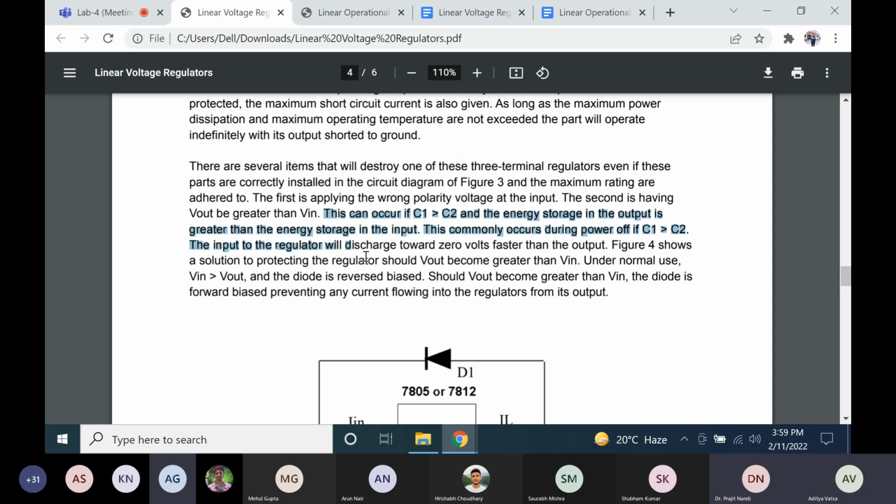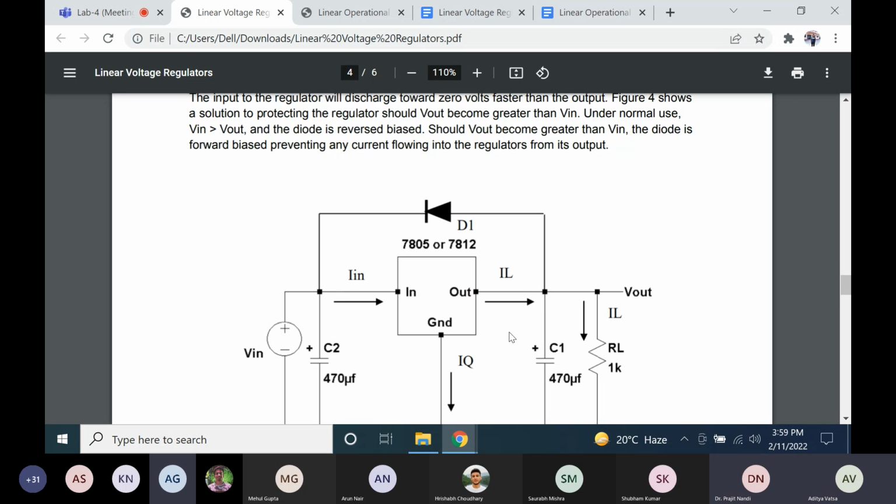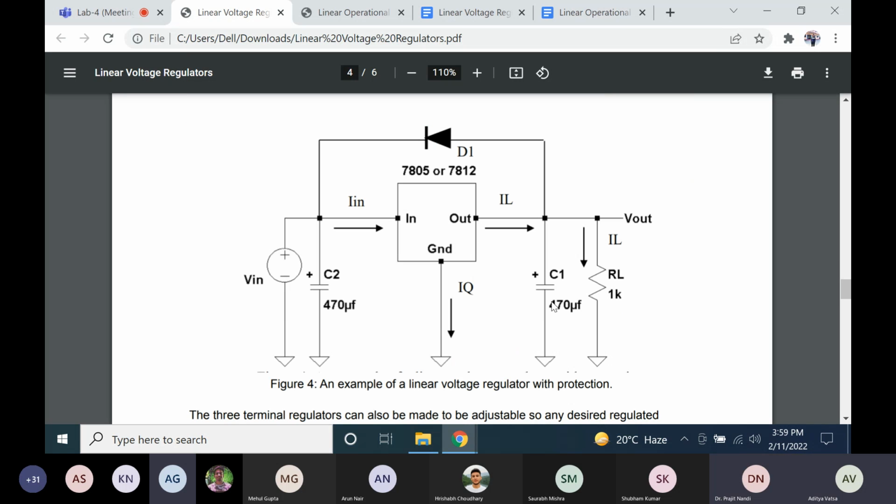This can occur if C1 is greater than C2 and the energy storage in the output is greater. It happens when the value of C1 is greater, so the charge stored here will be more and here will be less, so it will discharge more quickly to zero, and then this voltage will become more than this.